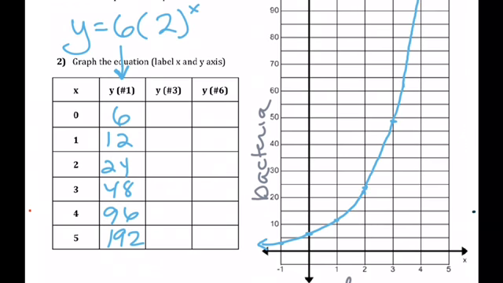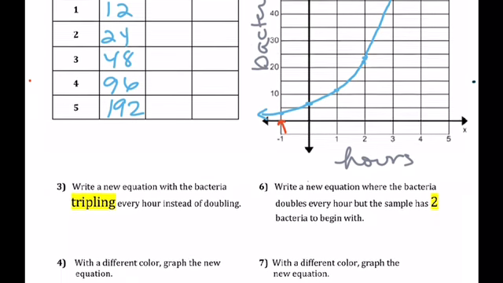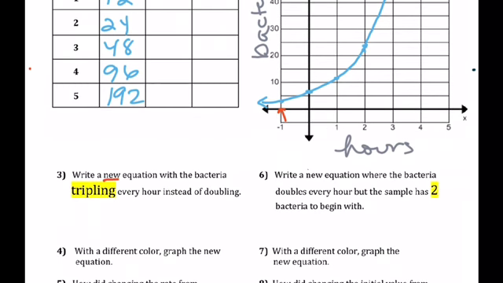Okay, there's my graph. I did take a little bit of liberty right there, and I went down to 6 where before it was at 3. I just put that on my graph because it helps me gear my graph towards my asymptote as well. Okay, now I'm going to go down on the page, and the next part of the problem says number 3, write a new equation.